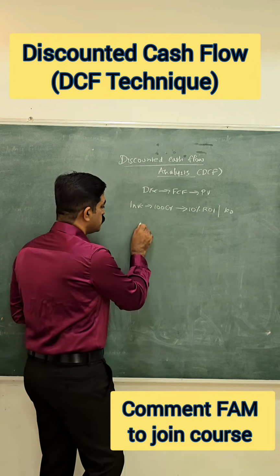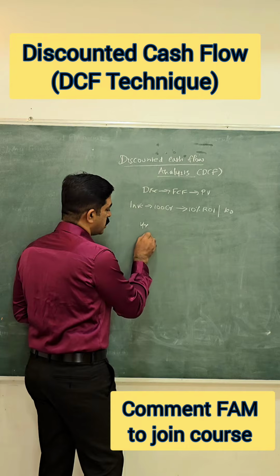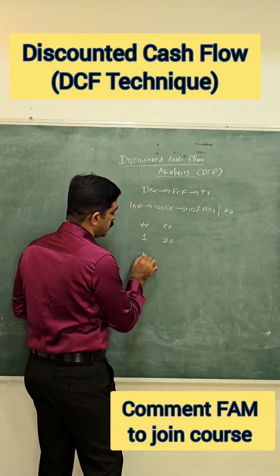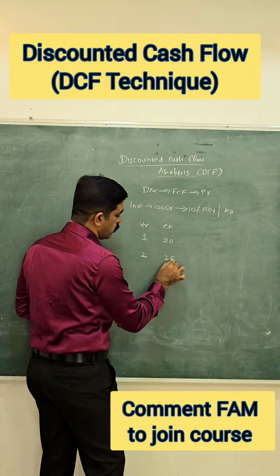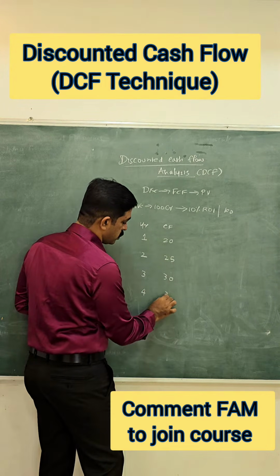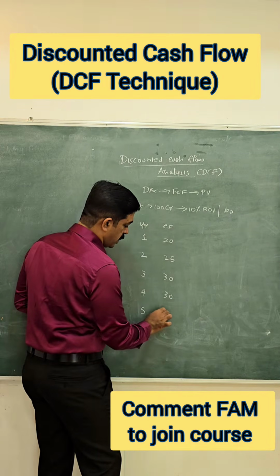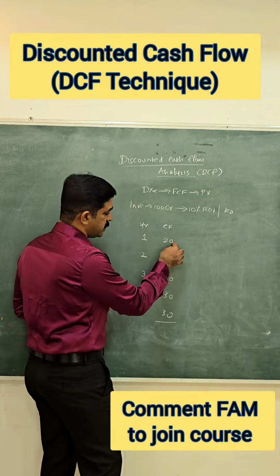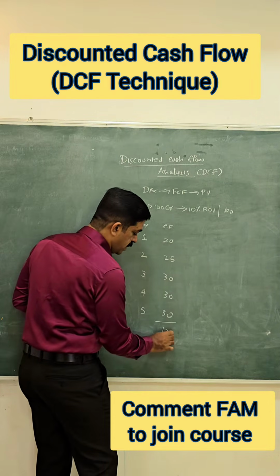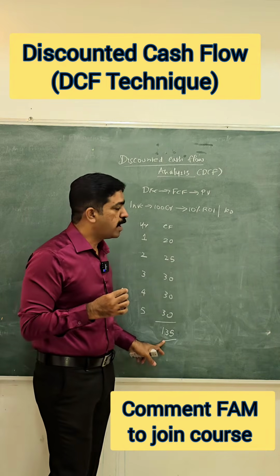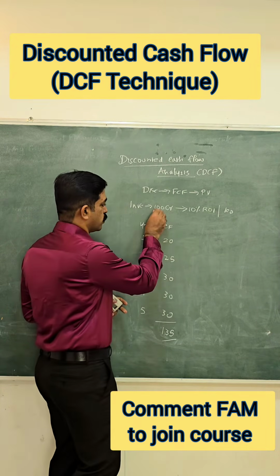Let's say in future, that is in year 1, I get cash flow of 20 crore. In year 2, I get 25 crore. In year 3, I get 30. In year 4, 30. And year 5, I get 30. It means it is 90, 110, 135. I get 135 crore as cash inflow for having invested this 100 crores.